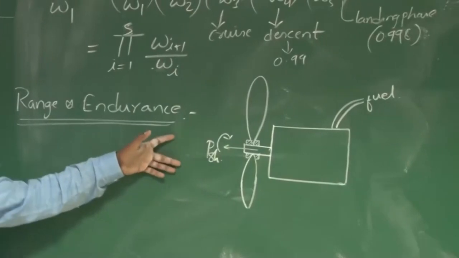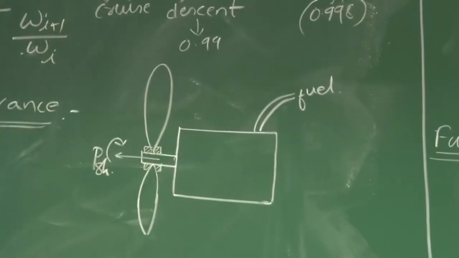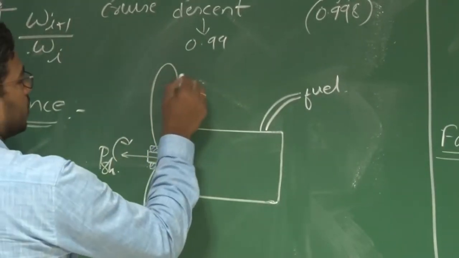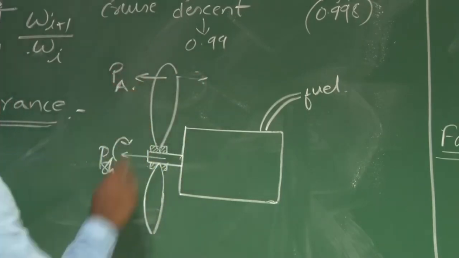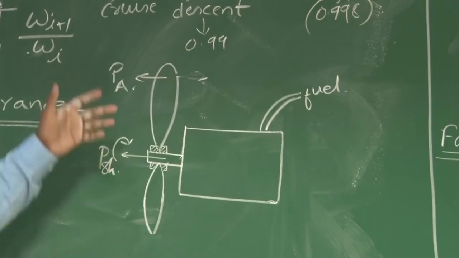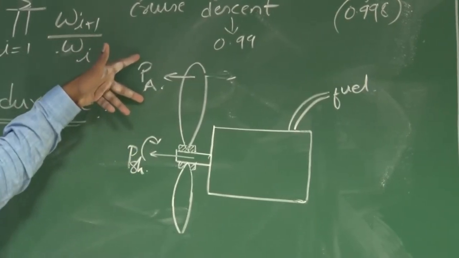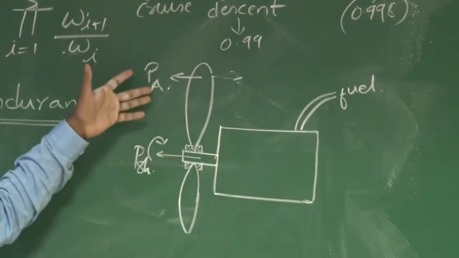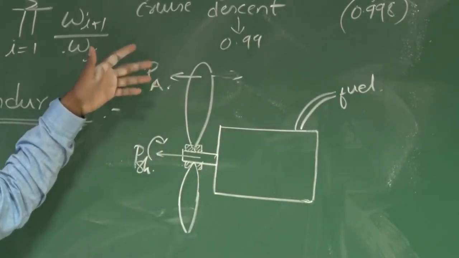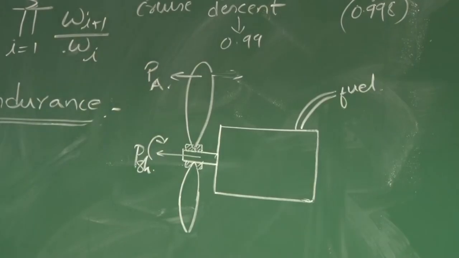Whatever the output that you have from this is a shaft power, and you use a propeller to convert this to useful power, right? Power available from the system, which is the useful power that accelerates your aircraft or provides the required velocity for this UAV, right? Now let's have a look at it.